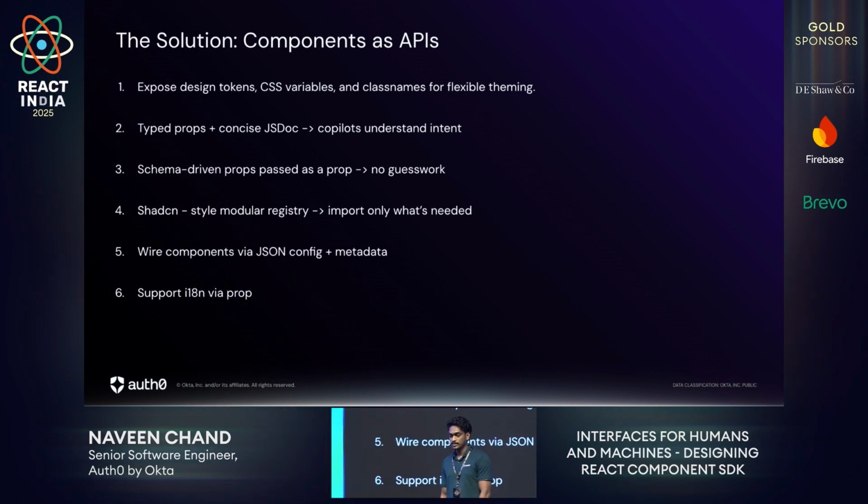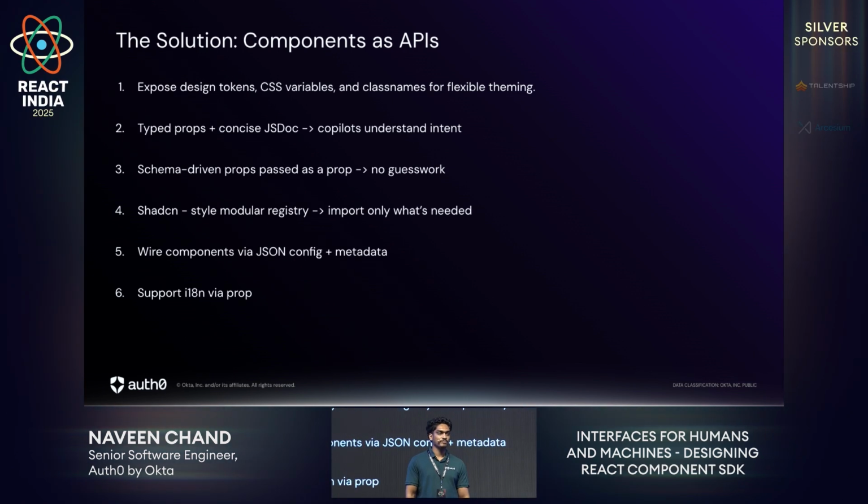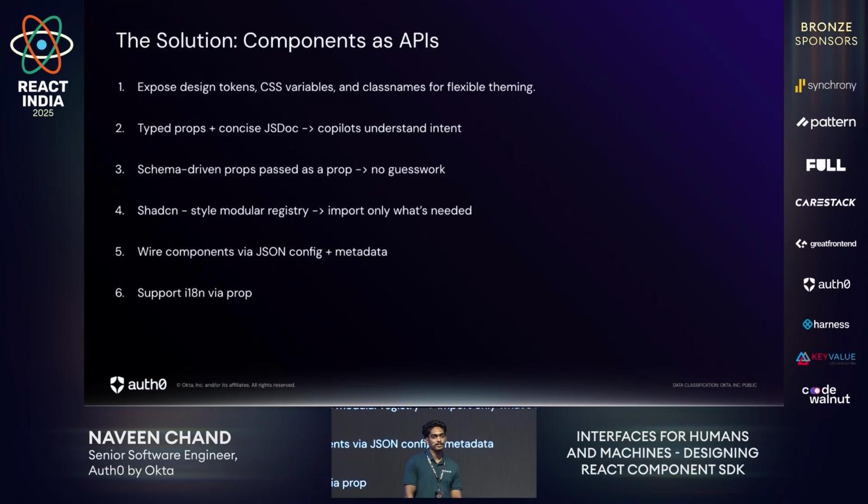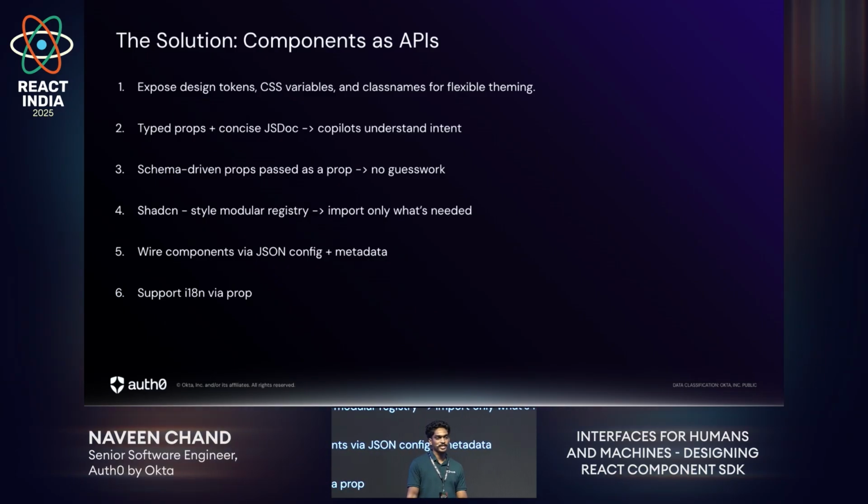And fifth, wiring components together. As developers, we have the documentation where we can read and stitch different components together. But what about copilots? How do they understand it? We already know about package.json, where we have defined our dependencies. We can do the same thing for our components.